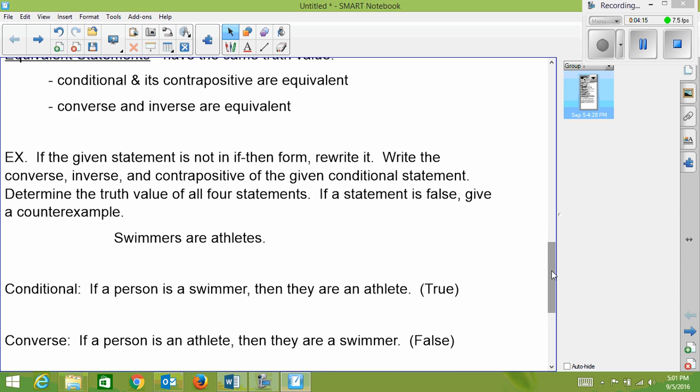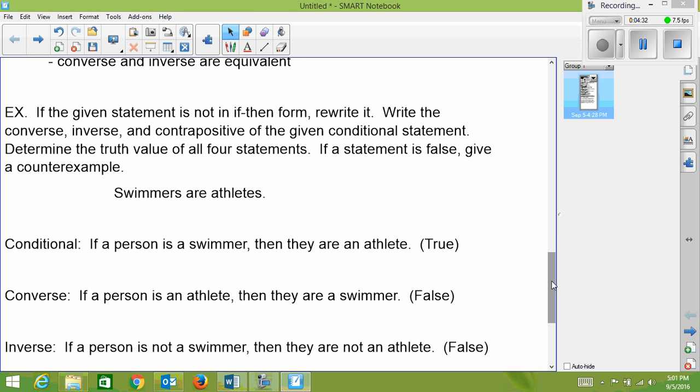Converse. So you're flipping it around now. If a person is an athlete, then they are a swimmer. And that is false, because there are athletes that are not swimmers. You could put an example of any other athlete in there to prove that false for your counterexample.